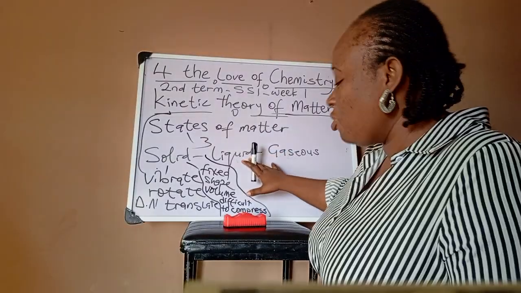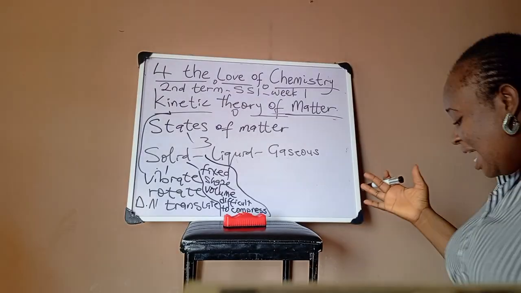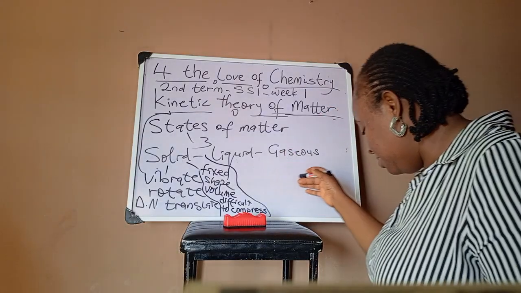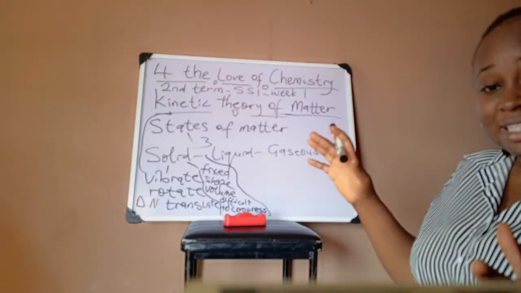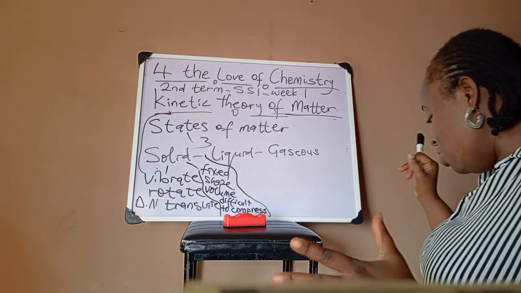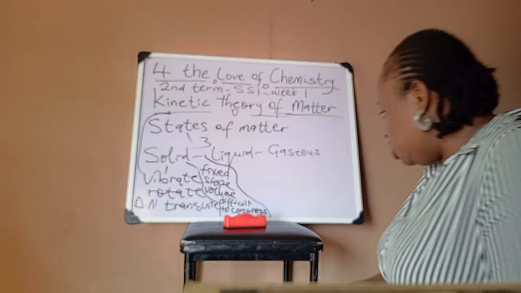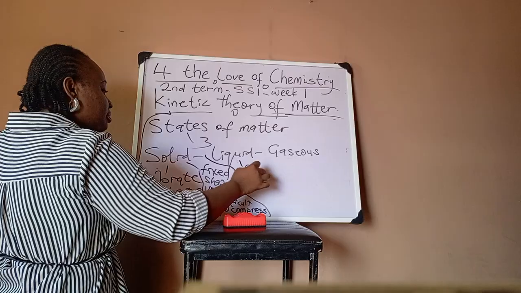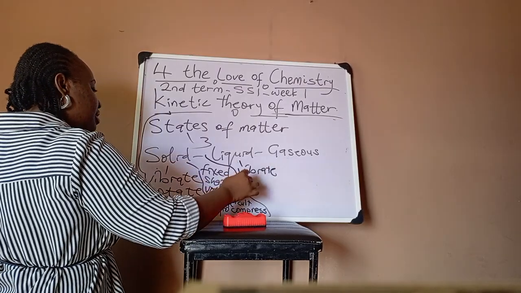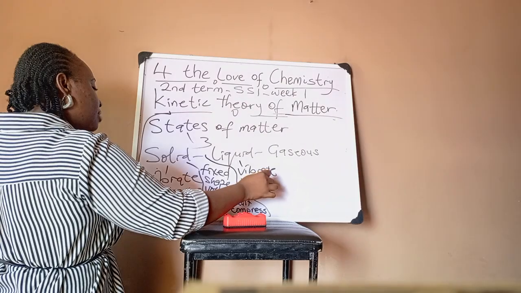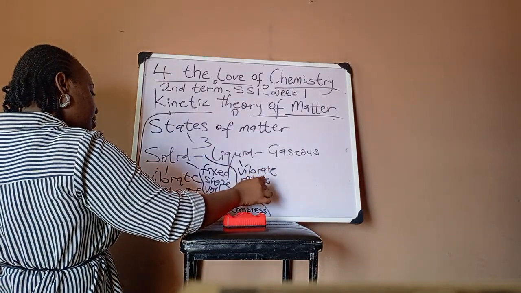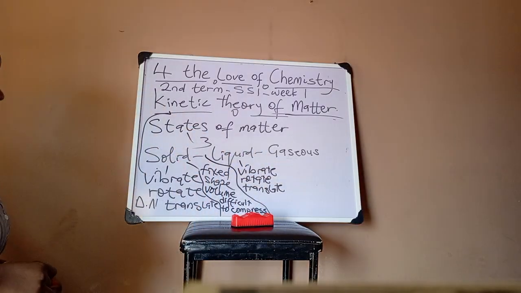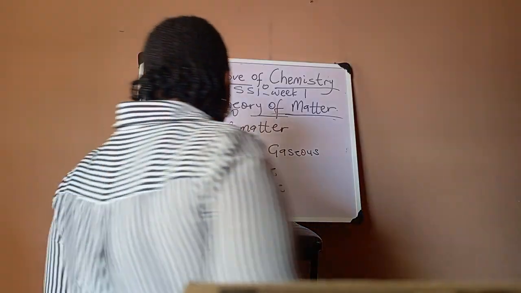So you look at the particles of the liquid, you see that the particles of the liquid are slightly further apart than those of the solid. And they have more kinetic energy than those of the solid because they are no longer held in a fixed position. And the movements they make, they can vibrate, they can rotate, and they can also translate. But their translation is quite limited. They vibrate, they rotate, and they also translate.